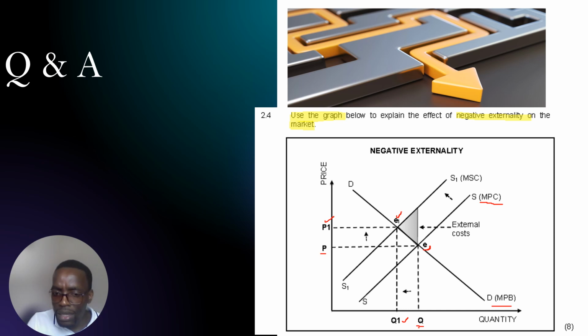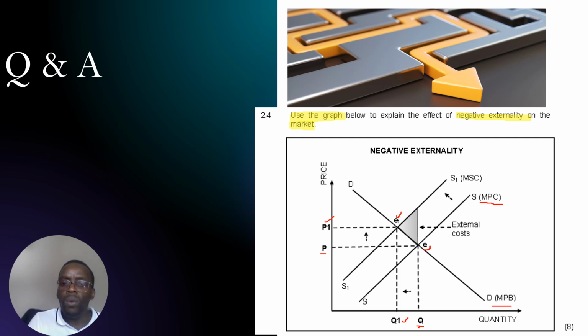Like we are saying, if we leave the market mechanisms to determine, we are going to have quantity Q being produced, and it will be sold at price P. At the equilibrium point E, it illustrates social inefficiency. Then you need to explain that when external costs have been included, it results in a shift of the supply curve from MPC to MSC, or from S to S1, illustrating that there is an external cost that has been incurred.